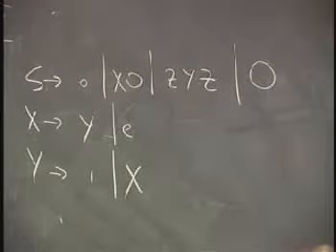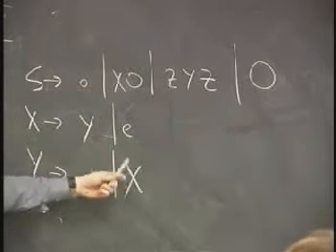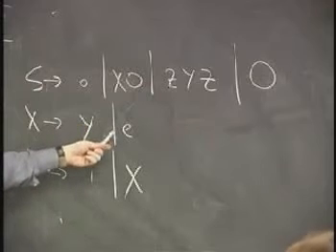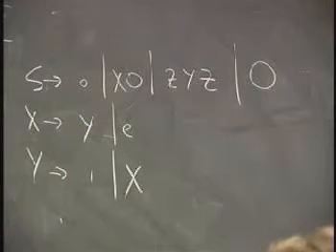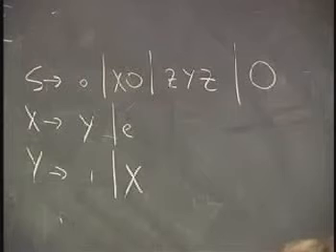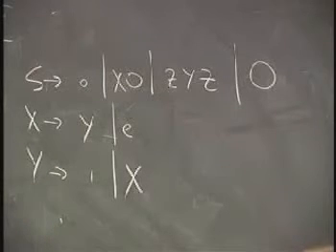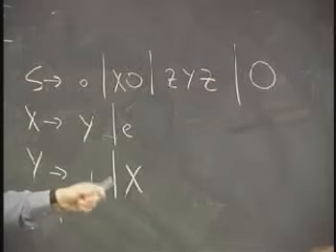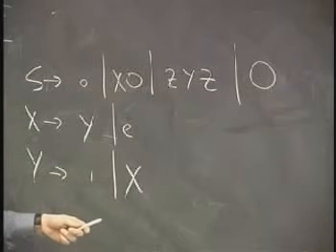Z, Y, Z. Because X can go to Y, Y can go to X, X goes to E, so Y can also go to E. But we didn't even know that. So the first thing you have to do is not just look for E productions, but look for what are called, it's got a fancy name, nullable non-terminals. In other words, non-terminals that sooner or later can disappear, not necessarily in one step. Everybody get that?